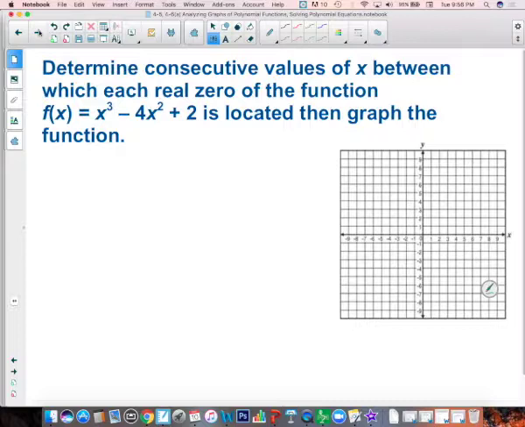Okay, so you would plug in all those values, and I'm going to see if I can use a graphing calculator here. So it'll be x to the third minus 4x squared plus 2.